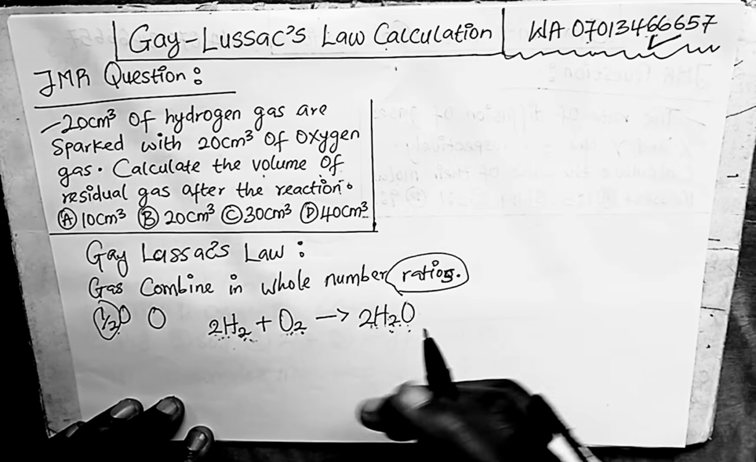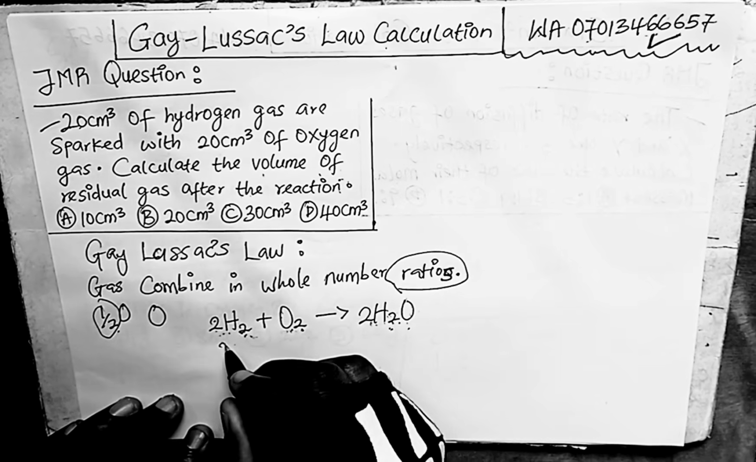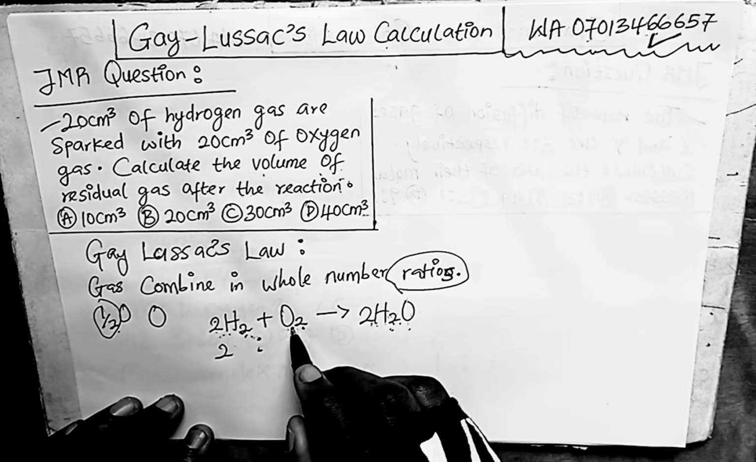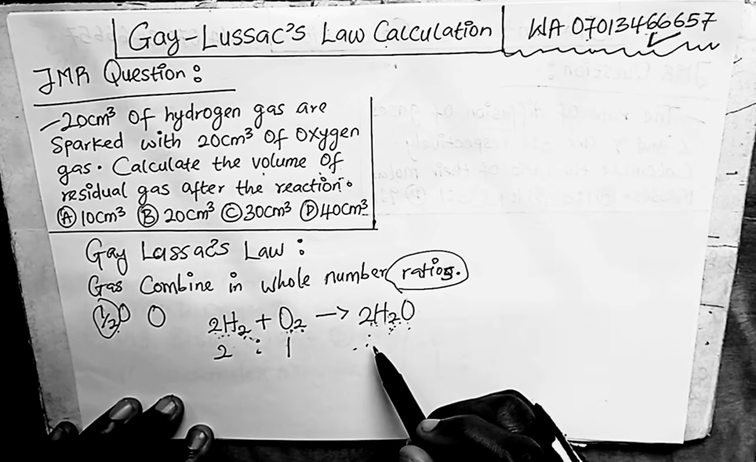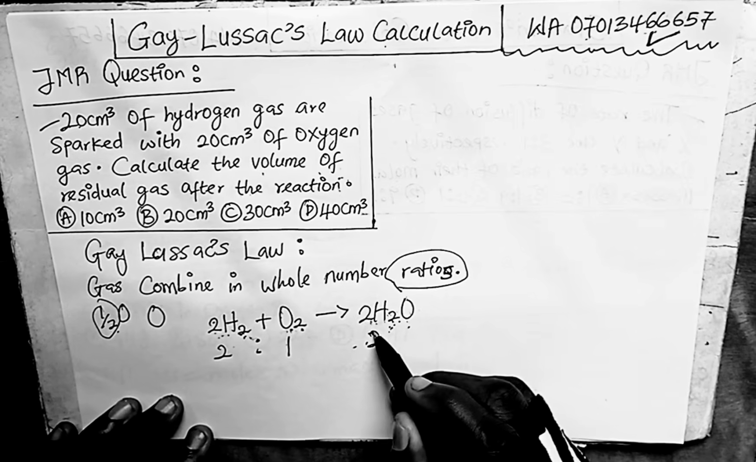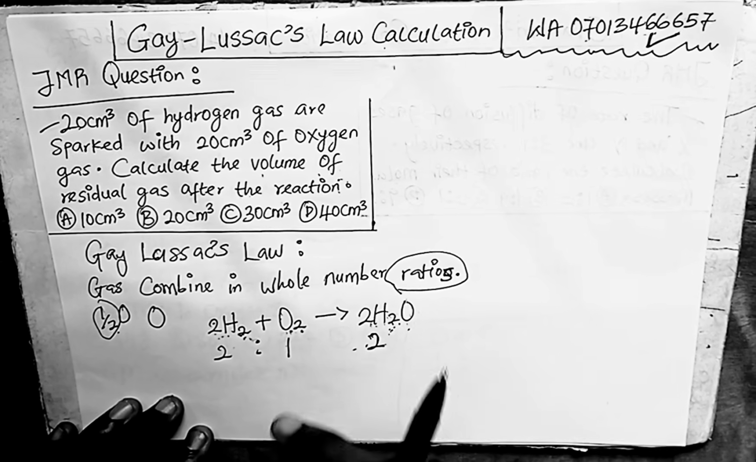So what do you have to do? We can identify the ratio of the volume next. The volume here is 2 of hydrogen. How many of oxygen? 1. So the ratio is 2:1. It gives how many volumes of water? It gives 2 volumes of water. But we don't need this one; it's only the reactant side we need.